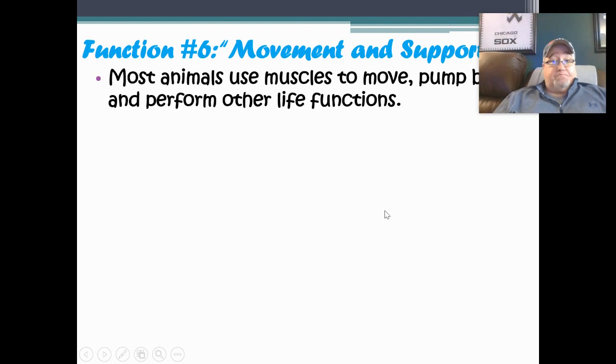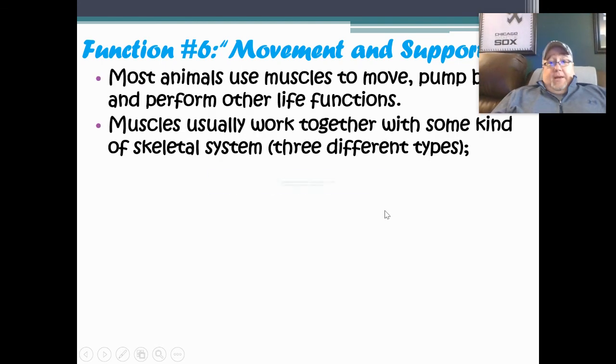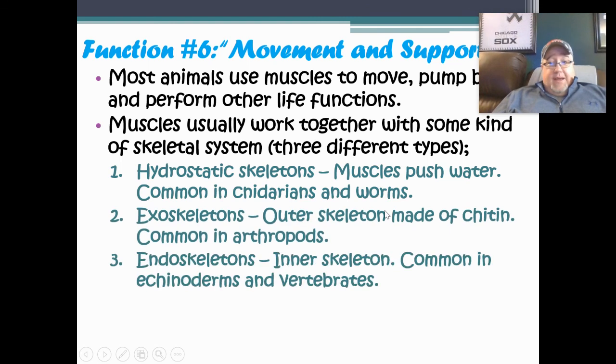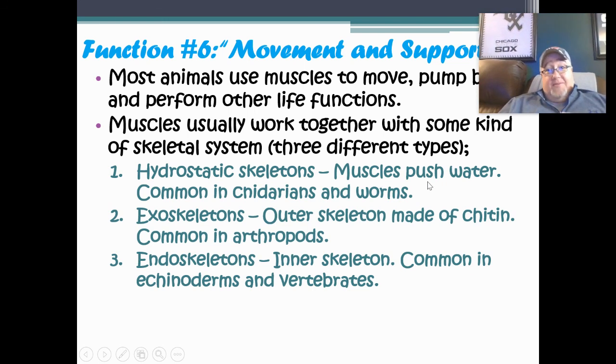Movement and support. Different animals have different ways to support themselves and move themselves. Some animals have what we call a hydrostatic skeleton. For example, cnidarians and worms have specialized cells that are kind of like muscles that help them pulsate and wiggle through water. But it's mainly made of water. They actually fill up with water, and they can expel it to help themselves move.